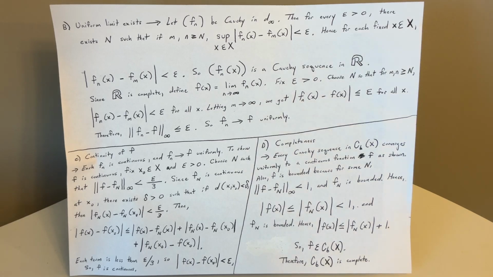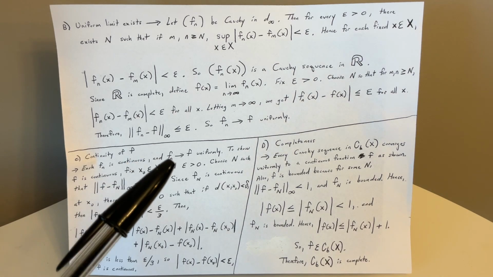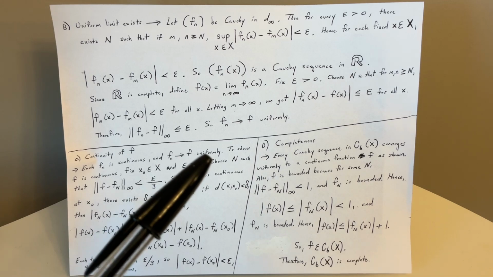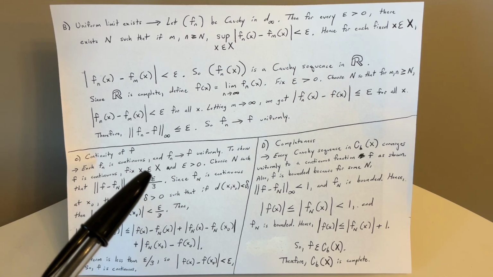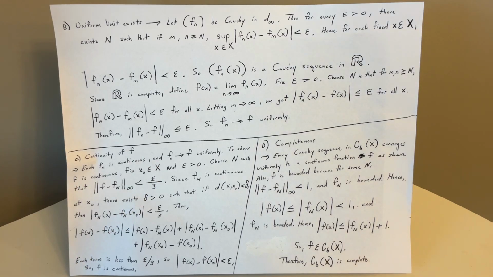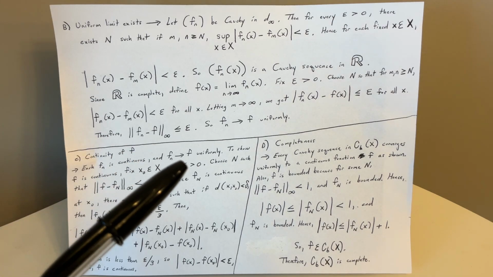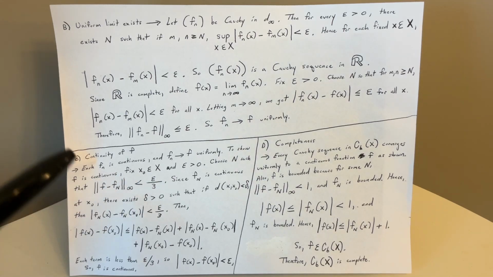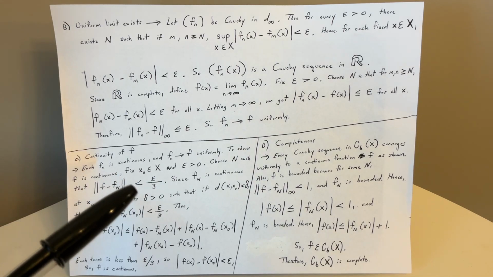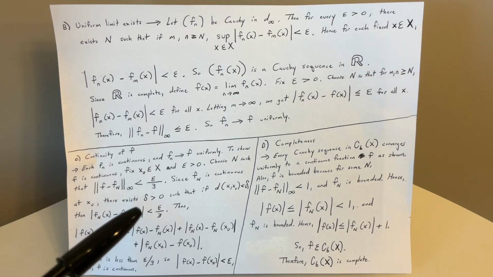Part C, continuity of f. Each f sub n is continuous. Since f sub n converges to f uniformly, to show f is continuous, fix x naught, an element of capital X, and epsilon greater than 0. Choose n such that the norm of f minus f sub n, infinity, is less than epsilon over 3.